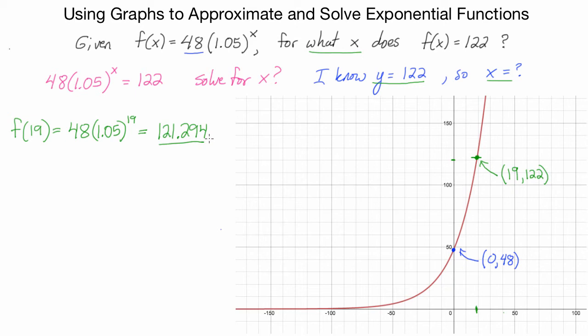Depending on what our scenario is, depending on what we want to find, it may be good enough just to say, yeah, about 19. But there you go. We can read all sorts of values just from the graph and use the fact that the graph represents all the possible points to help us think about solving for functions and finding solutions to exponential functions.